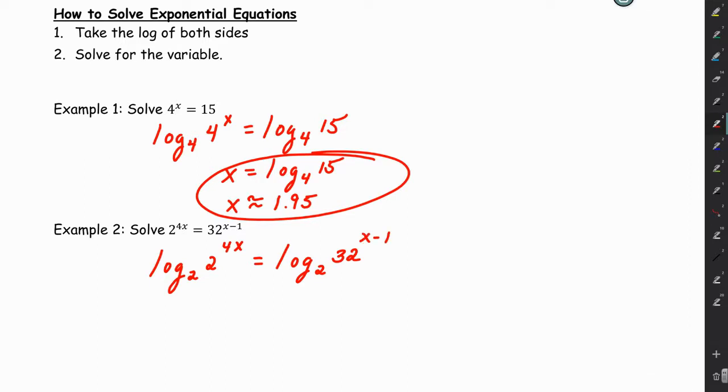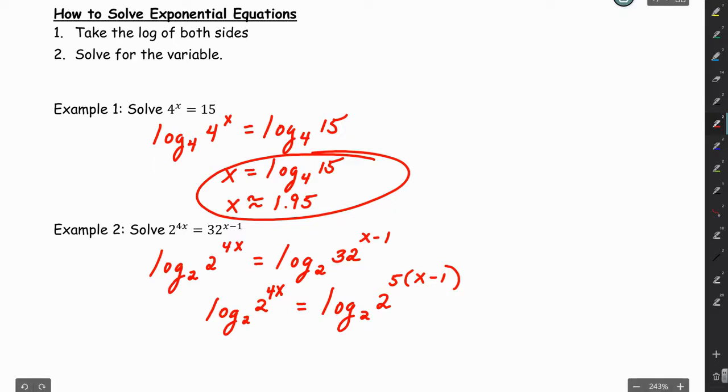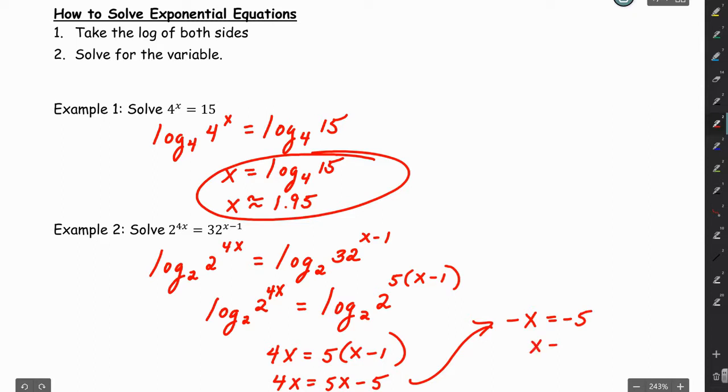Now, something you may or may not notice is that 32 is the same as 2 to the 5th. So I'm going to rewrite the right side. Just another approach we could take here. We have log base 2 of 2 to the 5th. And then what happens is, since we have log base 2 of 2 here and here, that's just 1, and we can bring down the exponents in front. So the final answer here is x equals 5.